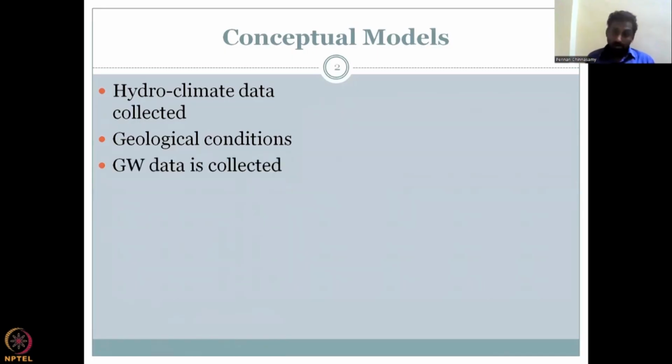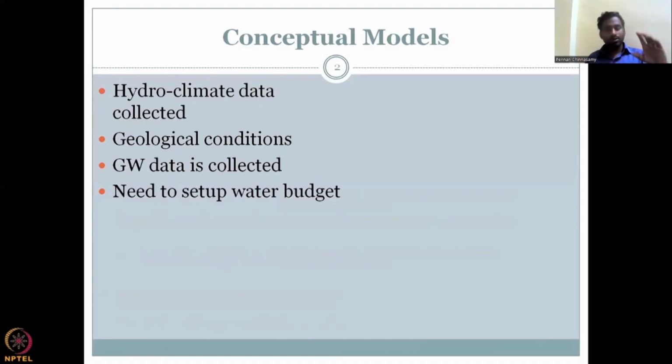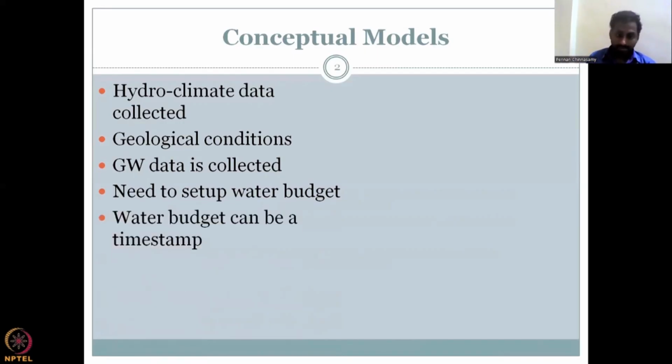Then we collected groundwater data, the groundwater level, before which we collected the climate and the geological setting, the layering of the aquifers. Then groundwater data is collected. So we set up the water budget, didn't we? We just said, okay, this is the water level. We also used GRACE here for a small example. And then we said for rainfall, for the ET losses, the storage is declining or increasing. So that is what we set up as a water budget.